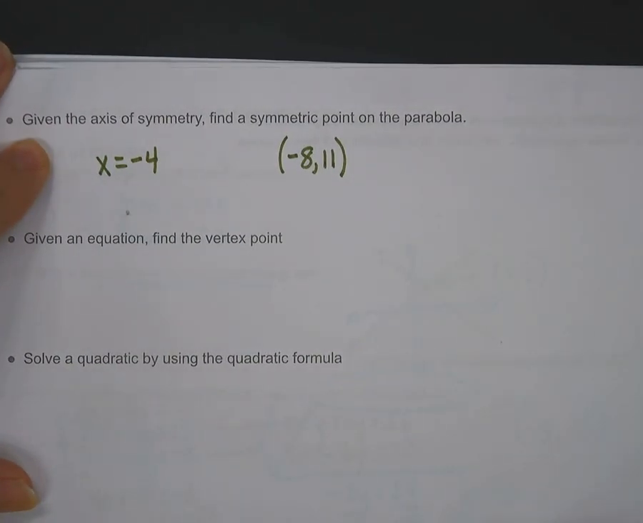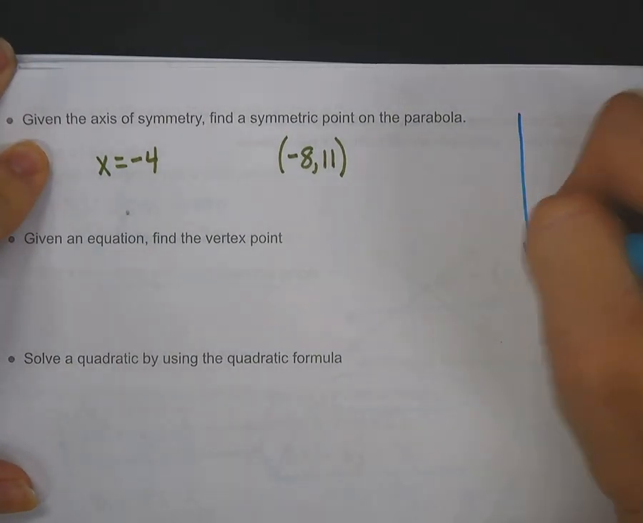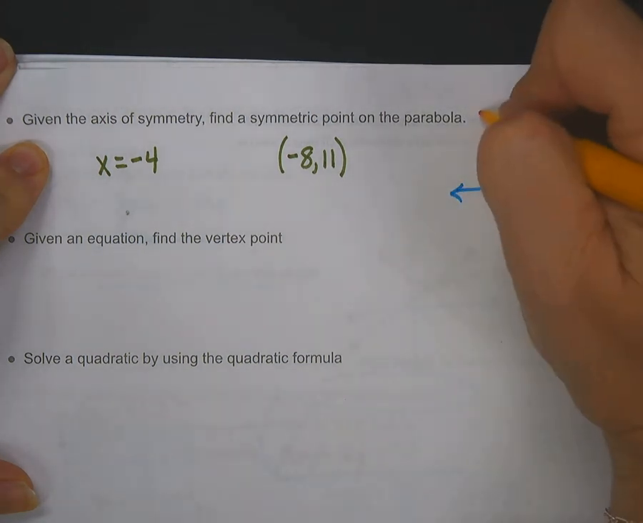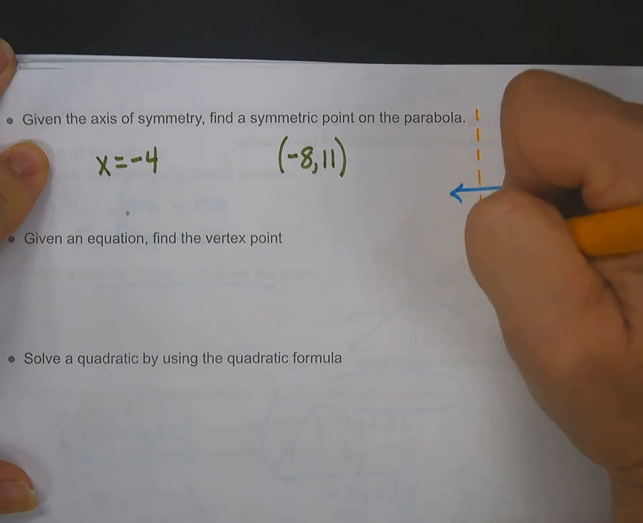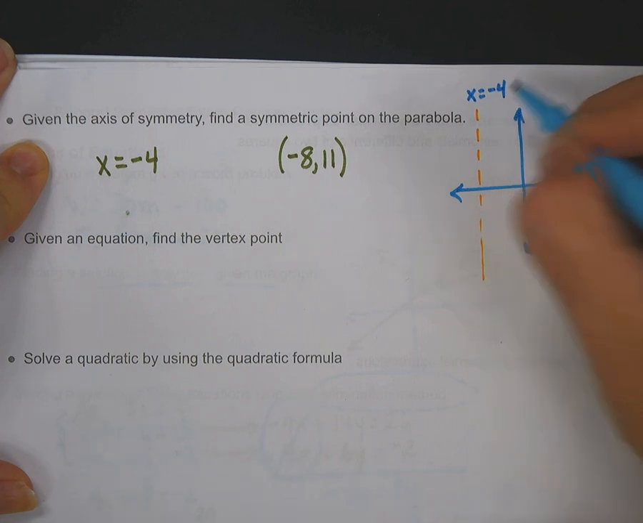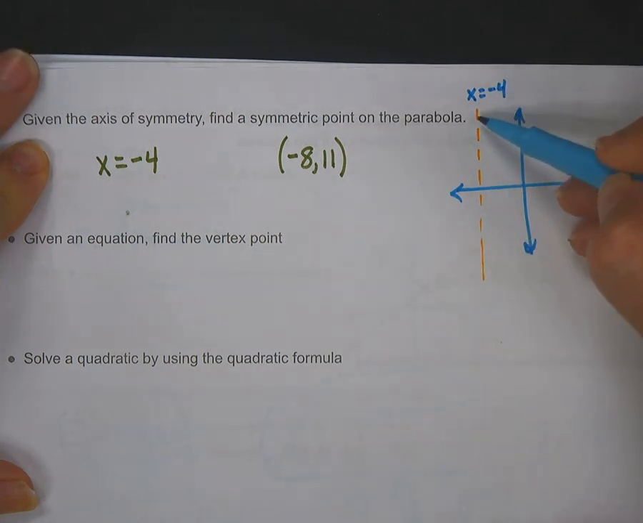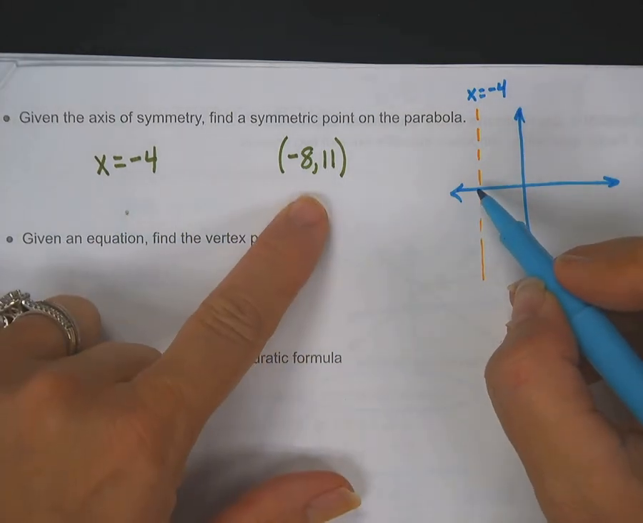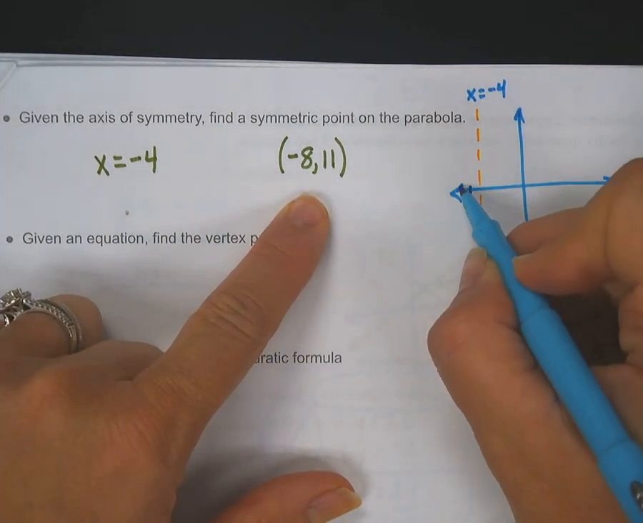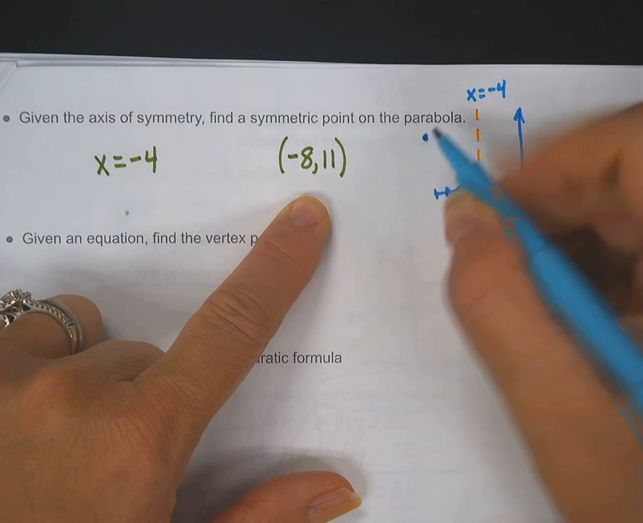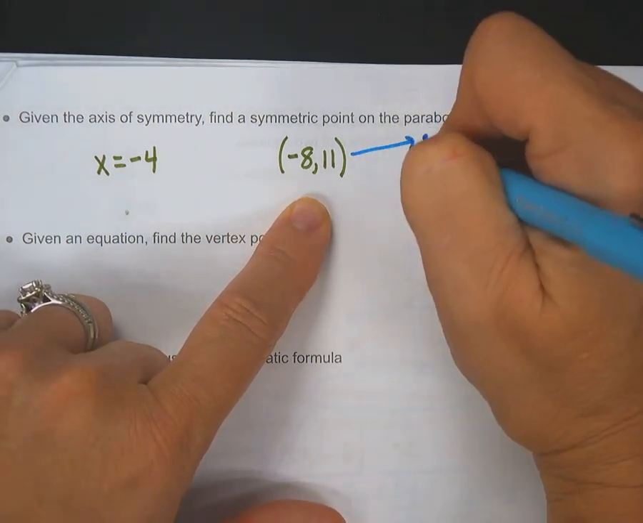So my suggestion to you is to start graphing this. If we have an axis of symmetry at x equals -4, that means out here to the left in the second and third quadrants, we have a vertical line at x equals -4. Then I'm going to locate this point. So -8 is 4 units to the left of -4, and it's up here. So this is the ordered pair (-8, 11).